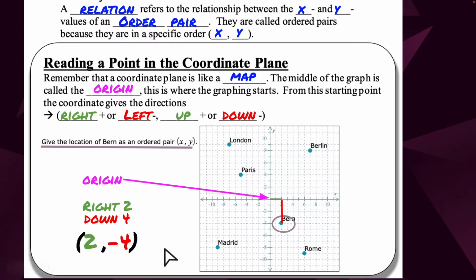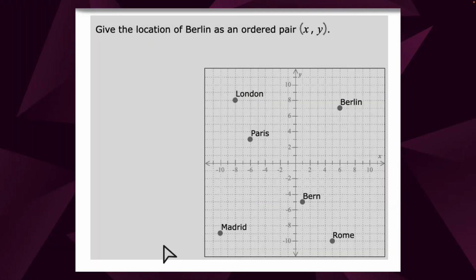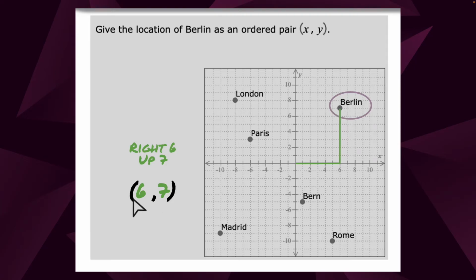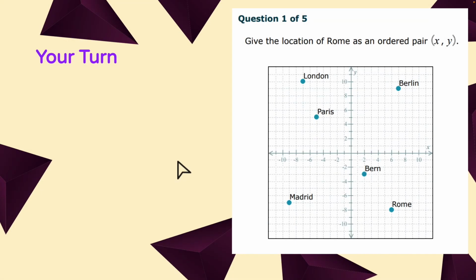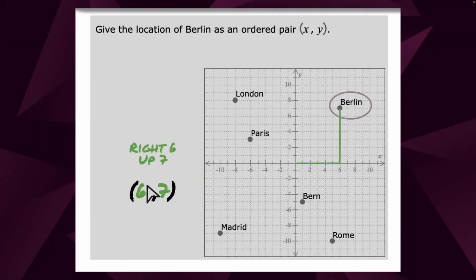All right, so we're going to try that one more time. Now we are going to find Berlin. So here we are over here. Here's Berlin. We're going to do the same thing. I'm going to figure out from the center, I'm going to go over to the right 6, that's positive. And then I'm going to go up 7, which is also positive. So again, if you notice, I'm using reds and greens. Positive was green, negative was red. I was trying to be silly about that. So our coordinate on this one would be 6, 7.